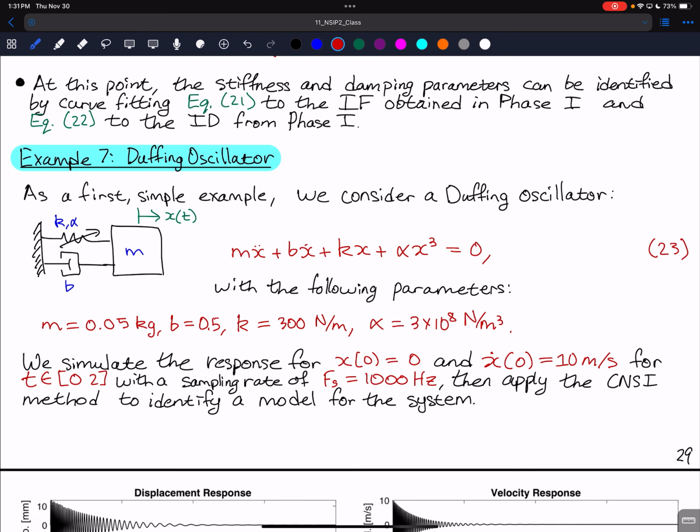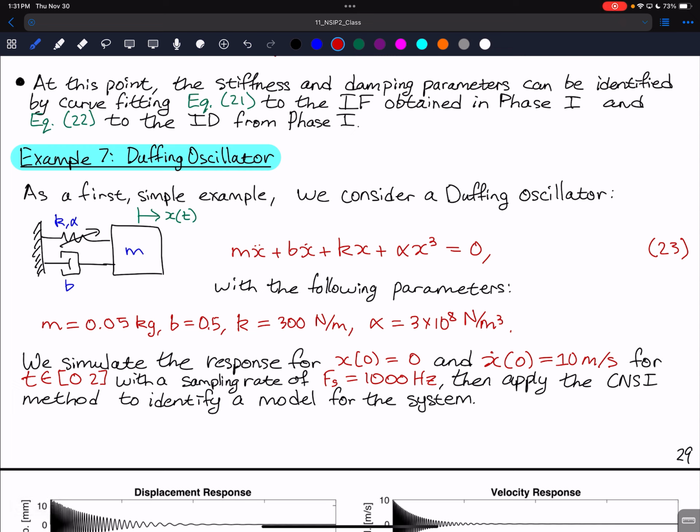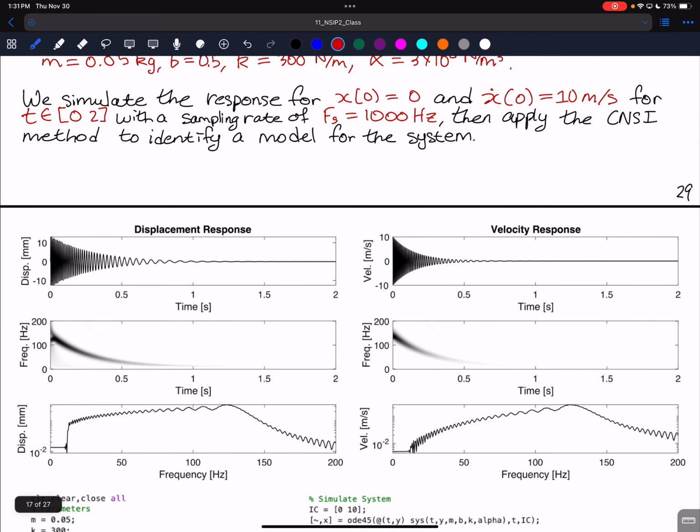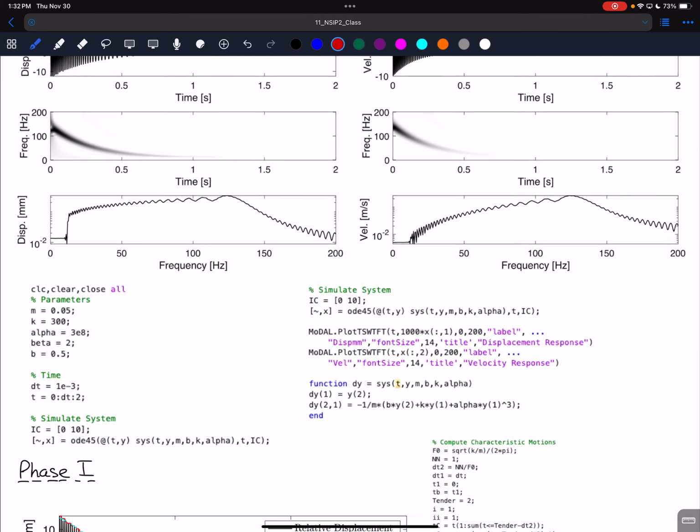All right, we're going to simulate for an initial velocity of 10 meters per second for up to 2 seconds with a sampling rate of 1,000 hertz. We're then going to apply the CNSI method to that. So here's the velocity and displacement response. You can see that there is a very large change in frequency in a very short amount of time, shown here in both the wavelet transform as well as the Fourier transform. There are higher harmonics that are just not shown here. We're interested in that primary component.